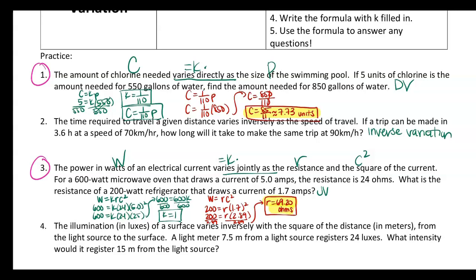Okay, for this one, it doesn't seem like much. I'm not seeing multiple things. I was thinking it could be a combined variation, but I'm not seeing anything else that's combining with it. Even though it says from a light source, that light source is talking about the exact same variable. It's still talking about your distance, so that distance is from the light source. Keep that in mind. This is not a combined variation. This is a basic inverse variation, which I'm going to put as IV.